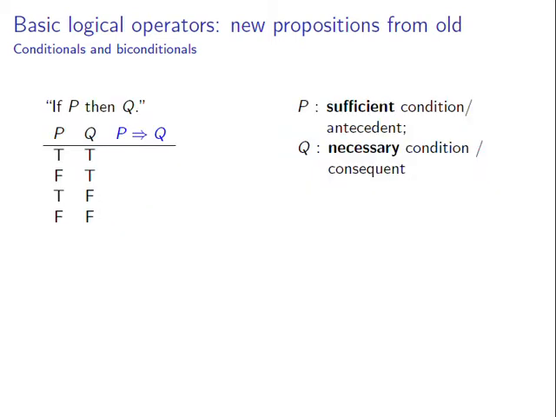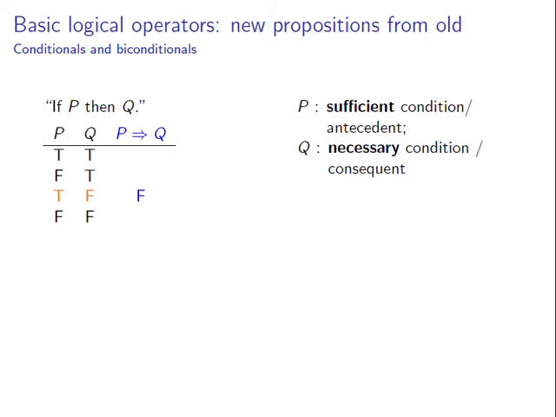In the sentence if P then Q, the proposition P is called the sufficient condition or antecedent. Q is called the necessary condition or consequent. By its definition, if P then Q is false exactly when P is true and Q is false. This is because we can think of the statement if P then Q as the rule: if P holds then Q must also hold, which is true whenever the rule is followed and false whenever the rule is violated.